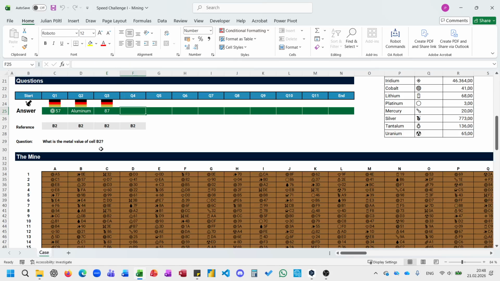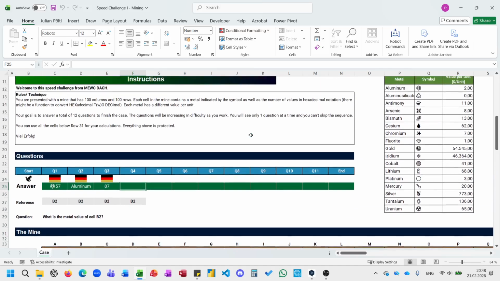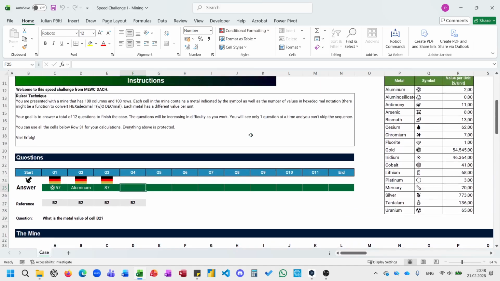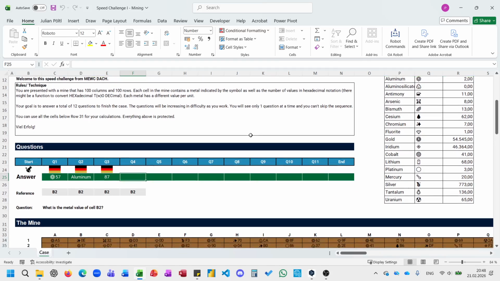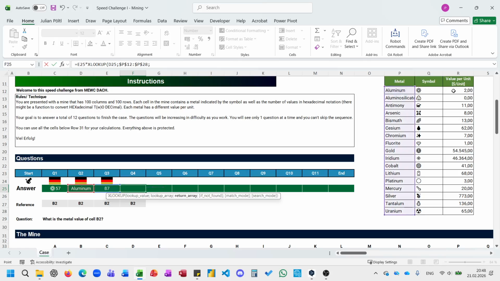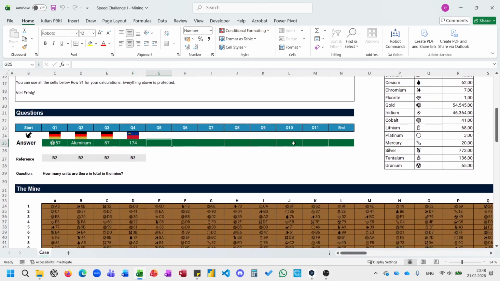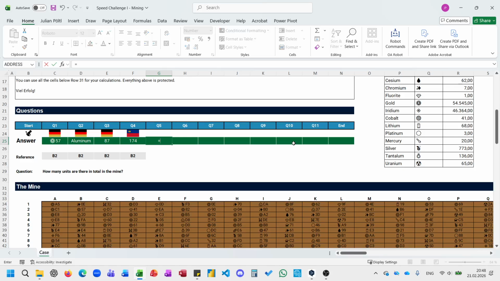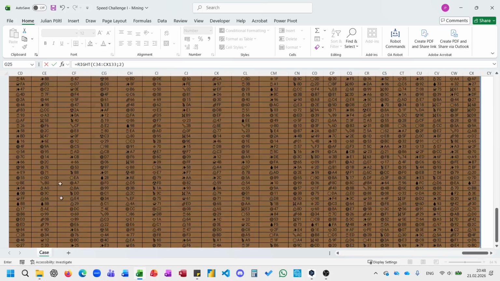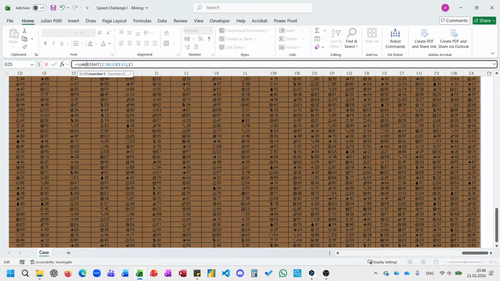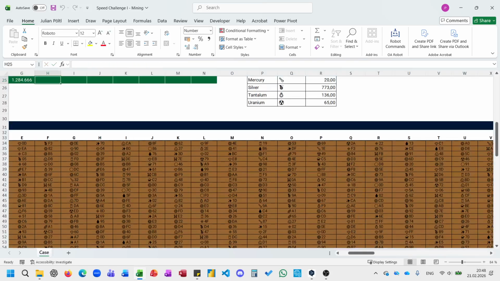What is the metal value of cell B2? And metal value is given as the multiplication of value per unit and number of units. How many units are there in total in the mine? So RIGHT of the whole mine 2, SUM, HEX2DEC of this. Yes.